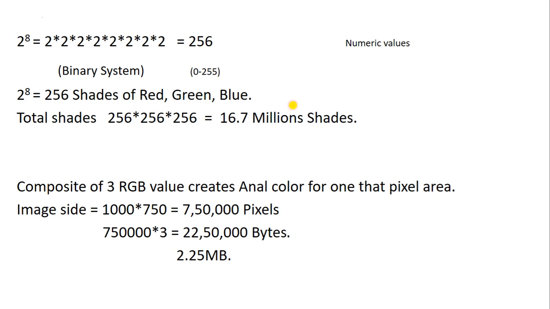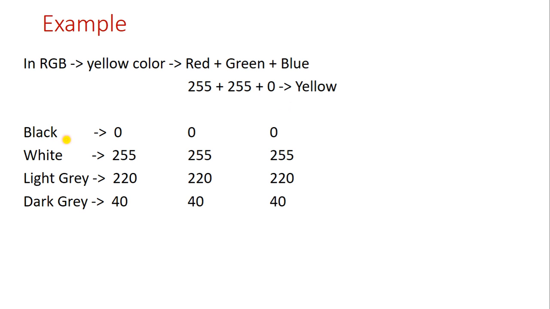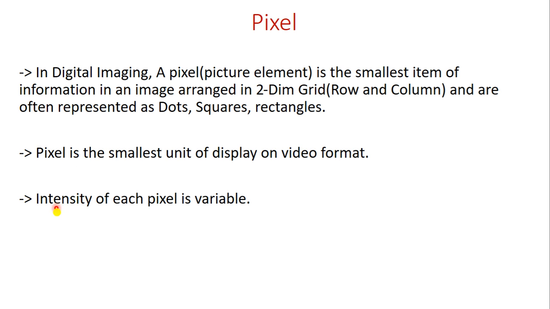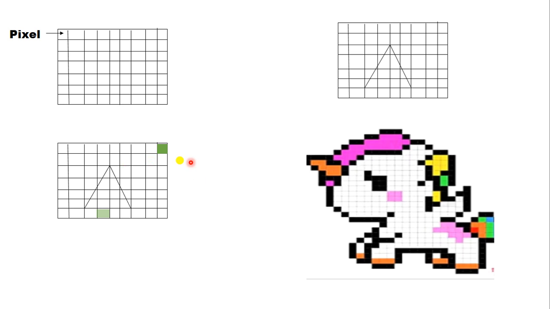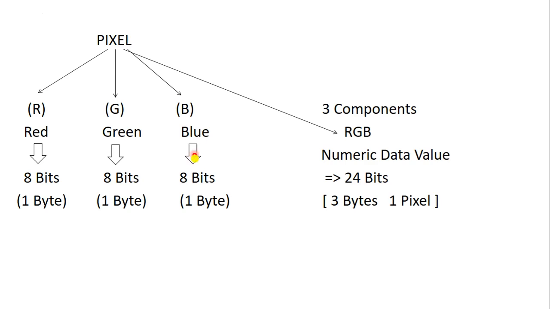Through RGB data. If you want to generate the black color, we will decrease the intensity. Just now we have studied that the intensity of each pixel is variable. If you want more darkness of the color, then we will decrease the intensity of the pixel, meaning we will decrease the size of the pixel.